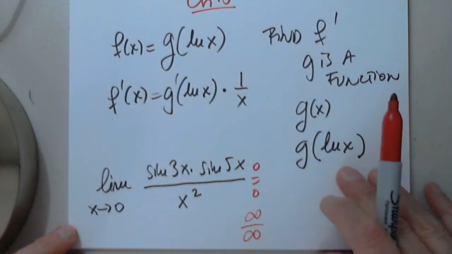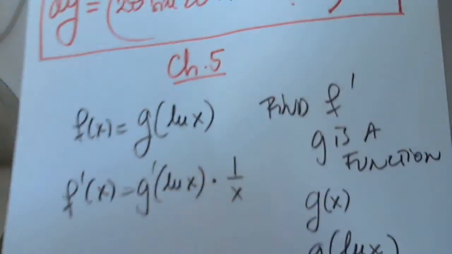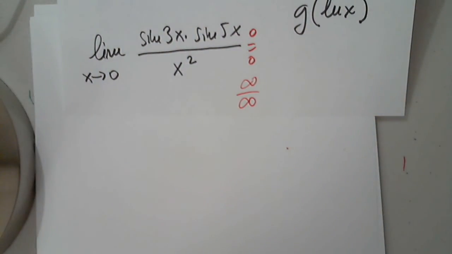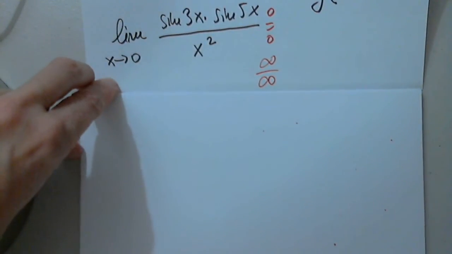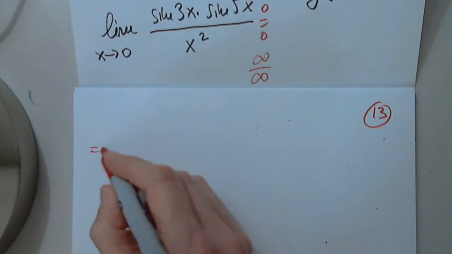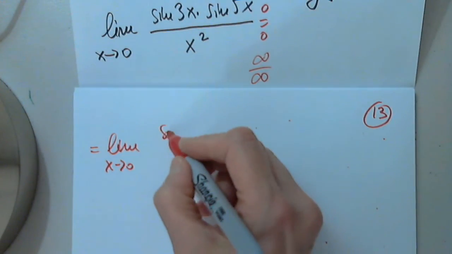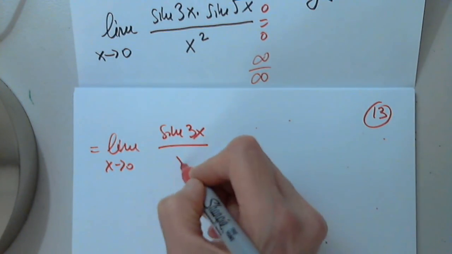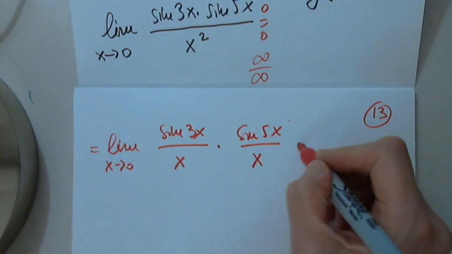But we know something else, that we can manipulate the function. By manipulate the function, I mean presenting the function in a different way. That's what I mean, not changing the function, right? So I know that the limit as x approaches 0, I can write it as sine 3x over x, and then sine 5x over x.